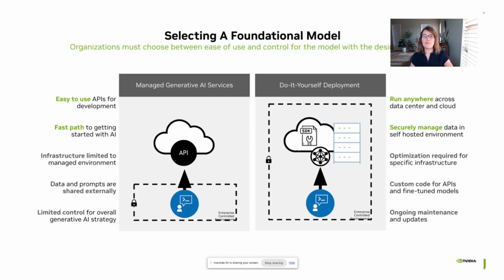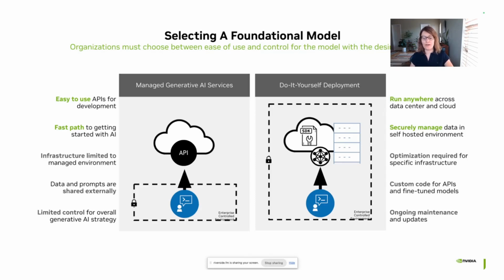When it comes to selecting a foundational model, there are several considerations based on your use case and your desired deployment pattern. The two key GenAI deployment patterns we have been seeing this year are leveraging managed generative AI services and the do-it-yourself option. There are certainly trade-offs when it comes to choosing which option to go with, but with the managed GenAI services option, which was a lot more popular earlier this year, the main benefits are ease of use and a faster path to production.